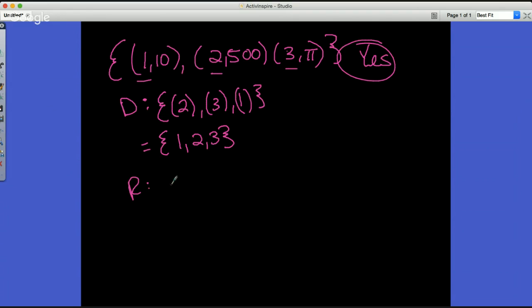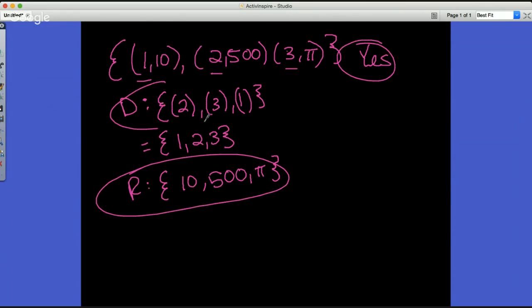Now our range, in this example, would be the Y, so 10, 500, pi, all right? And again, that's what we would have going forward for our range as well as our domain. And that's what we would be looking for.